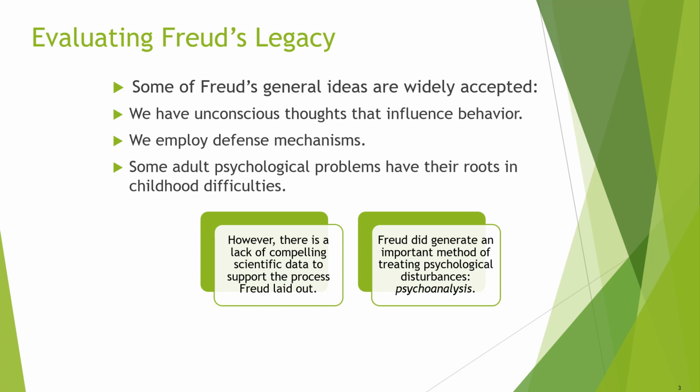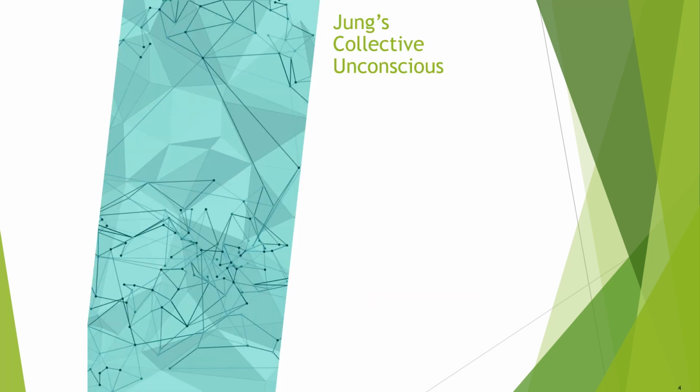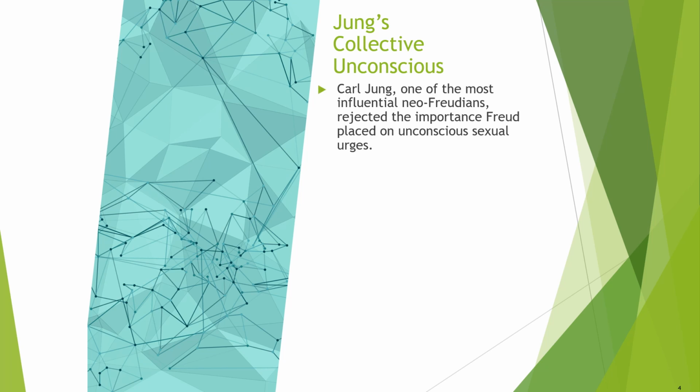Now, I want to talk about some other researchers in psychoanalysis that have followed Freud, historically speaking. One of those is Carl Jung, and he talked about what is known as the collective unconscious. Carl Jung is one of the most influential neo-Freudians. He rejected the importance that Freud placed on unconscious sexual urges. Freud was very much into these unconscious sexual urges that were behind so many people's behaviors and thoughts. And Jung really strayed away from that and said, it's not all about these unconscious sexual urges that we have.